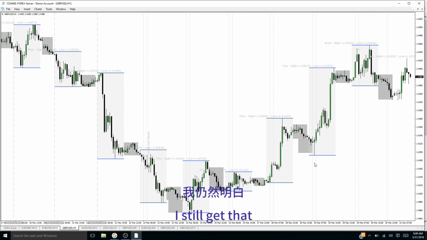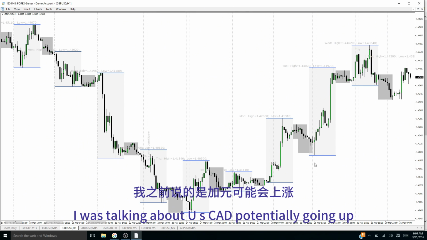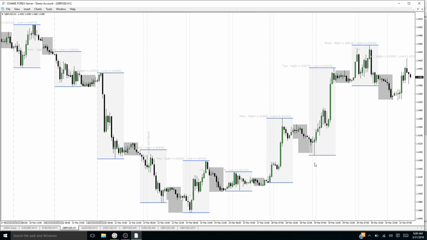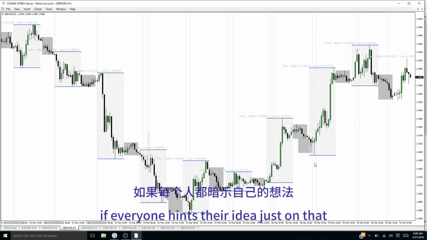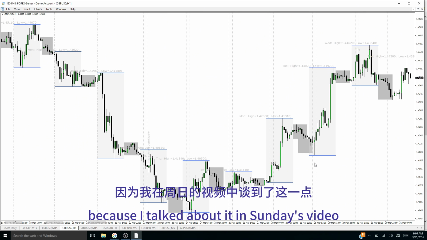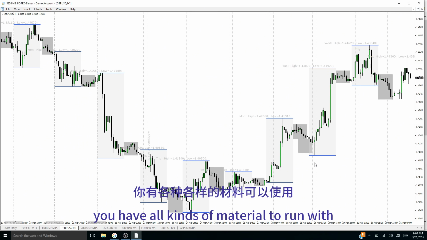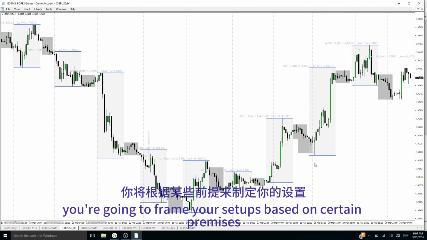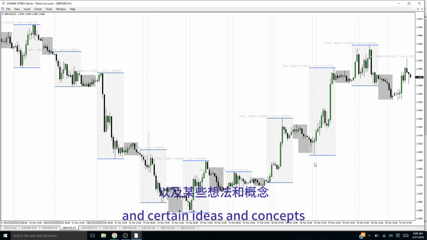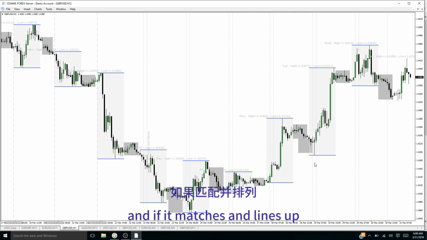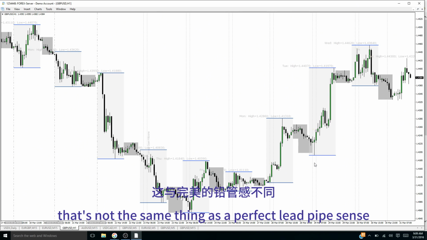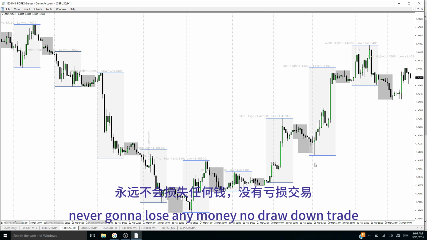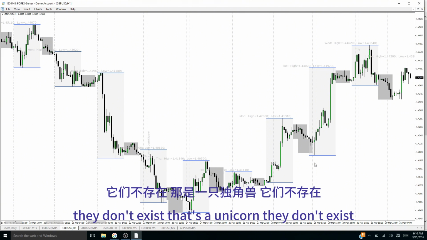I still get that. I was talking about US CAD potentially going up. It went straight down. If everyone hinged their idea just on that, because I talked about it in Sunday's video, of course, yeah, you'd have all kinds of material to run with. But that was just one scenario. You're going to frame your setups based on certain premises and certain ideas and concepts. And if it matches and lines up, you have a high probability setup. That's not the same thing as a perfect lead pipe cinch, never going to lose any money, no drawdown trade. They don't exist. That's a unicorn. They don't exist.